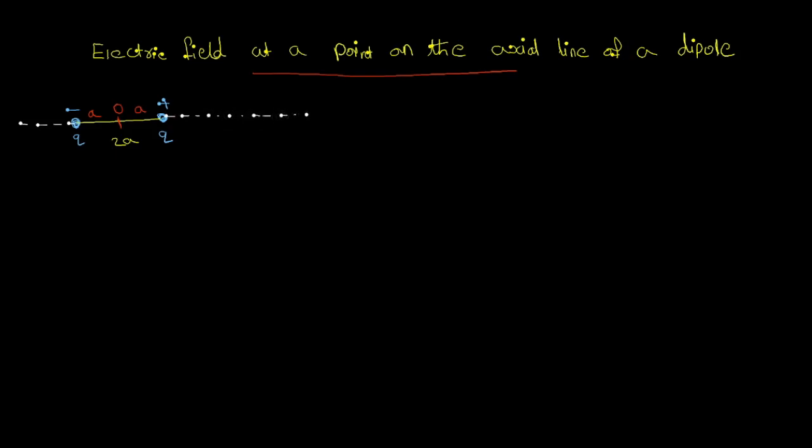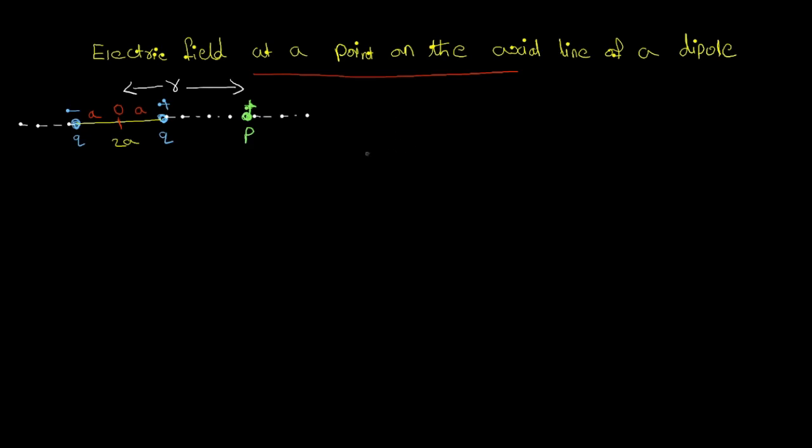The next step, we are going to consider a point on this axial line, the point P. This is the point P on the axial line. And we place a very minute positive charge at P. This point P is at a distance r from the center O. So the distance is taken as r.